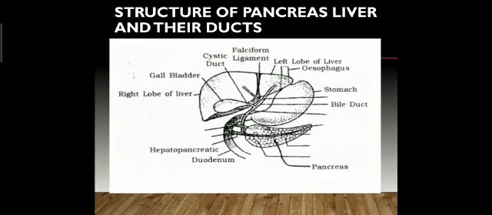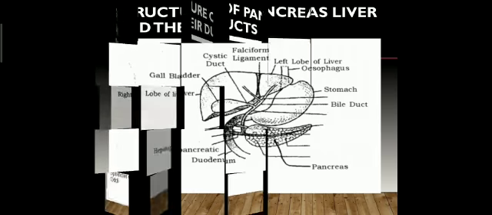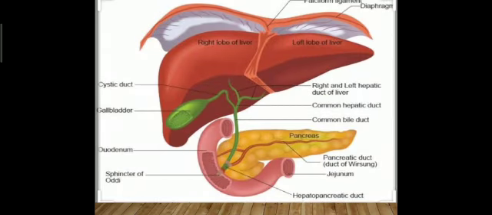This is the diagram of the pancreas, liver, and their ducts. You can see here the gallbladder and its associated duct, the cystic duct. Here is the liver, its right lobe and left lobe separated by the falciform ligament. Here is the stomach, all the ducts, the pancreas. You can see here the hepatopancreatic duct and the duodenum. And this is the pictorial presentation of all the digestive glands.